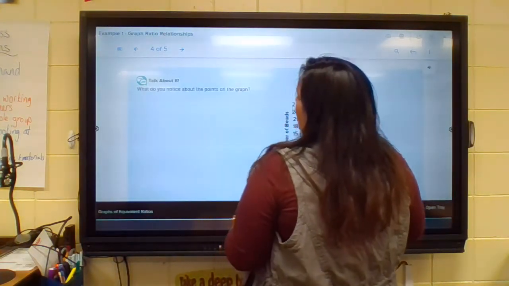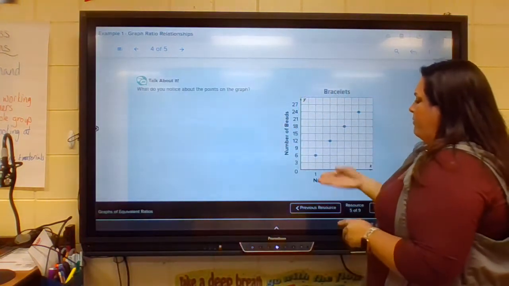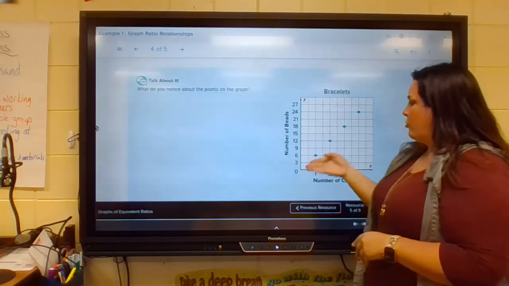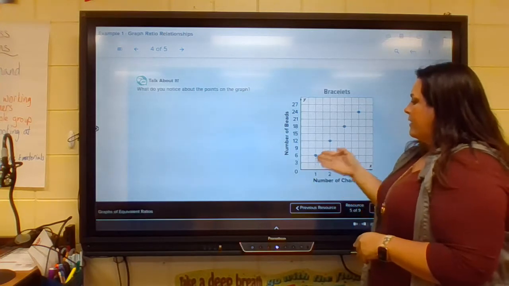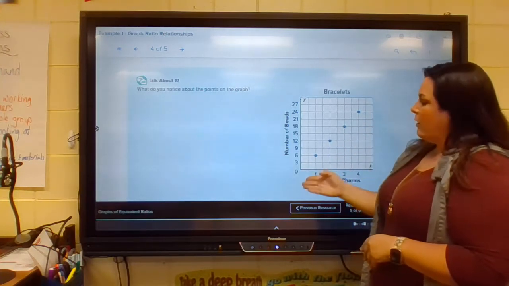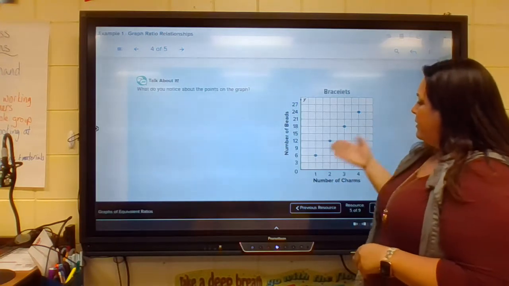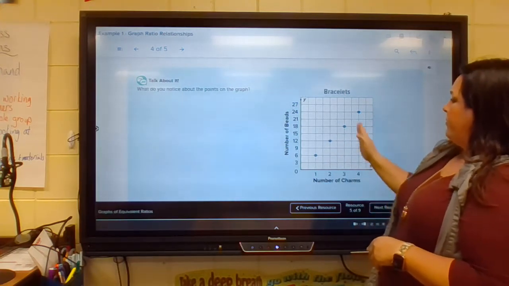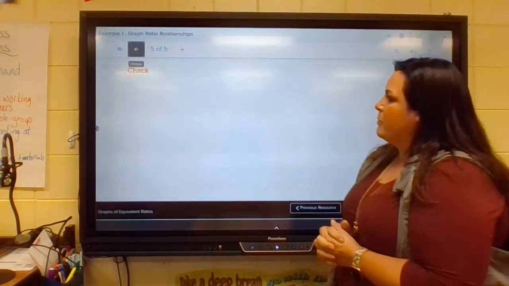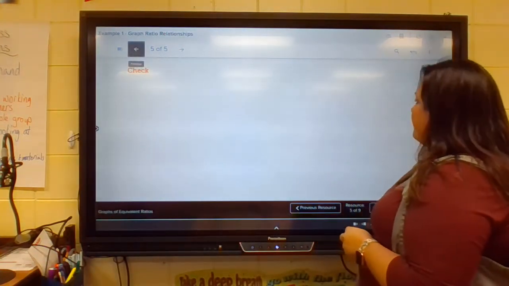Now, what do you notice about these points on the graph? Well, when we look at them, we see that it's a nice linear line, right? Straight line. Everything is increasing at the same rate, which means these ratios are all equivalent. 1 to 6, 2 to 12, 3 to 18, 4 to 24. They're all equivalent ratios because we have that straight line.